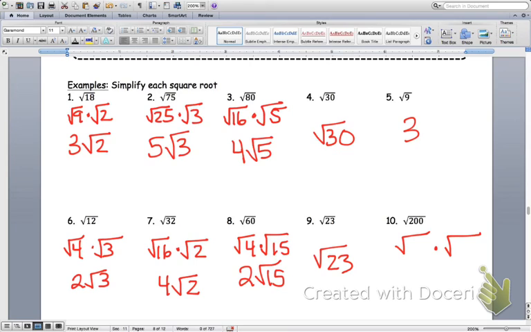And 200. What perfect square goes into 200? You may have chosen 25, but there's actually a bigger one, 100 times 2. Again, always check 100 if you're picking 25 or if it ends in zeros; hundreds go into it. So 10 radical 2. So that's the general idea of how to simplify a radical. So go ahead and start your practice page, and good luck.